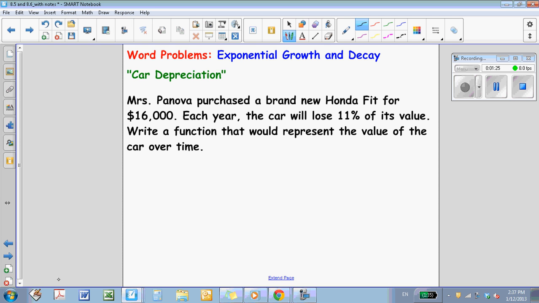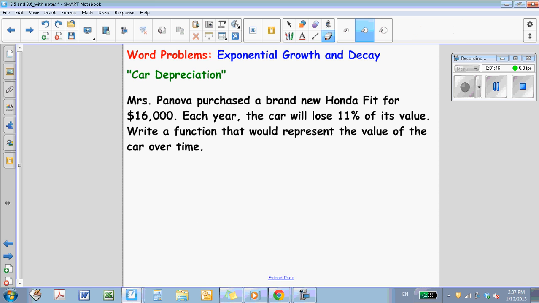Here's another problem for us. It's a car depreciation problem. Mrs. Pinova purchased a brand new Honda Fit for $16,000. Each year, the car will lose 11% of its value. Write a function that represents the value of the car over time.